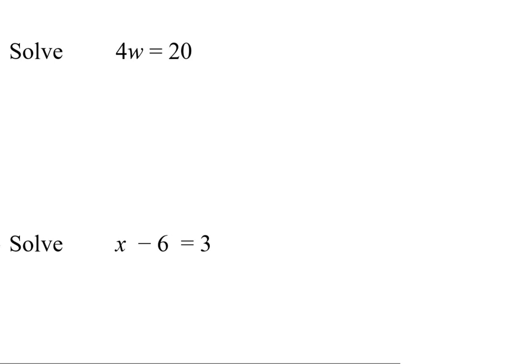This one I'm just going to write the answer straight away, guys, because this is times, so we're going to divide it. So w is equal to 20 divided by 4, which is going to be 5, easy peasy. This is minus, so what is the opposite of minus? We're going to add 6 here, we're going to add 6 here, so x is going to be 9, simple.